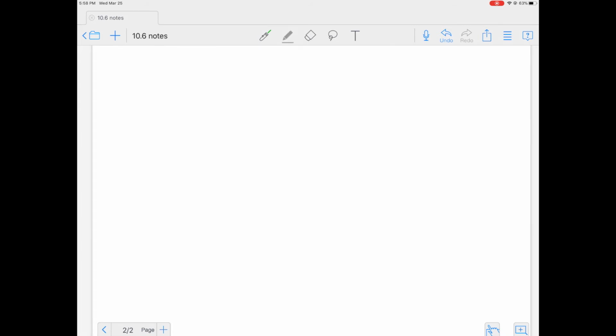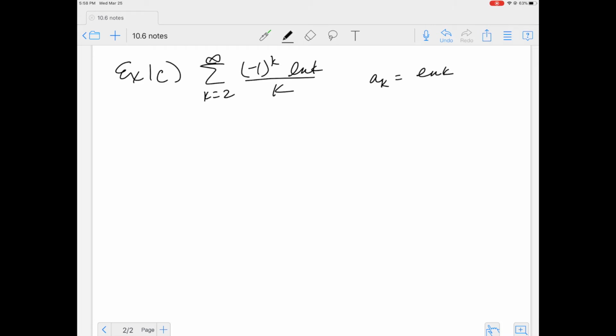Okay, let's practice one more. I have the series from 2 to infinity of negative 1 to the k, natural log of k over k. All right? So a sub k is equal to the natural log of k over k. Step 1, is this decreasing?